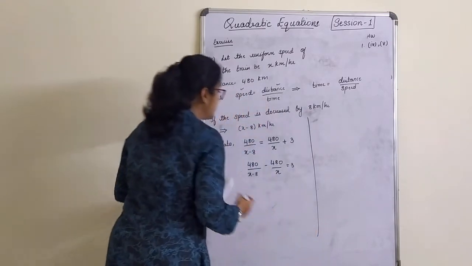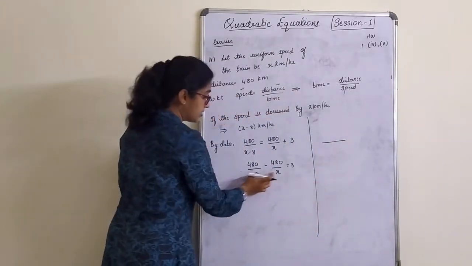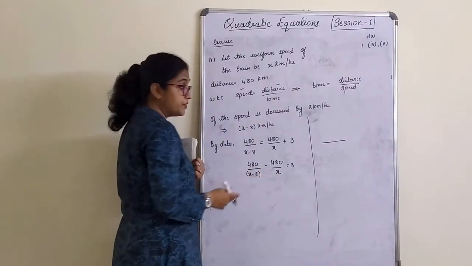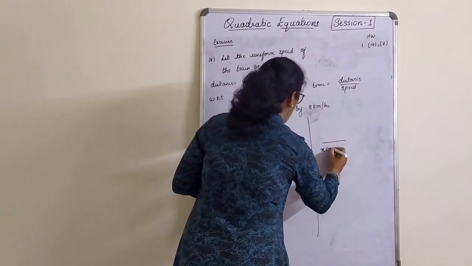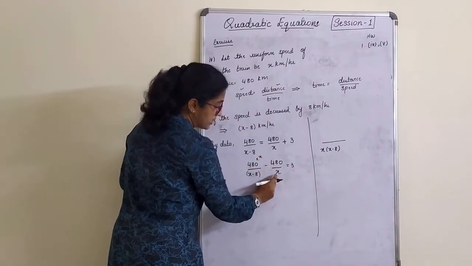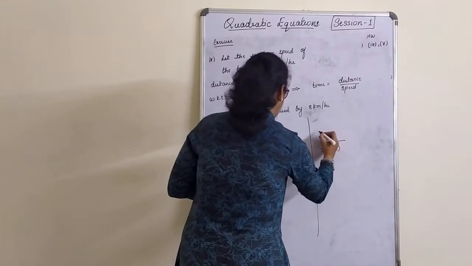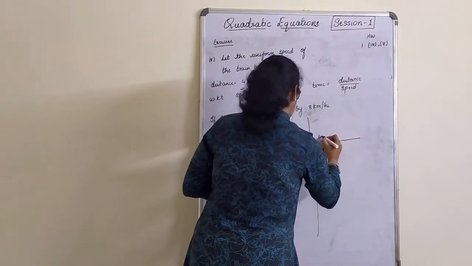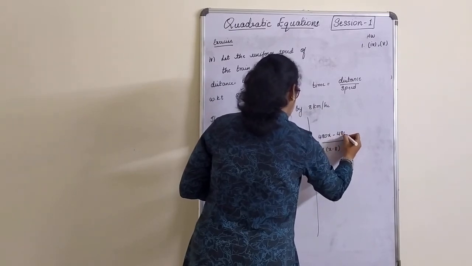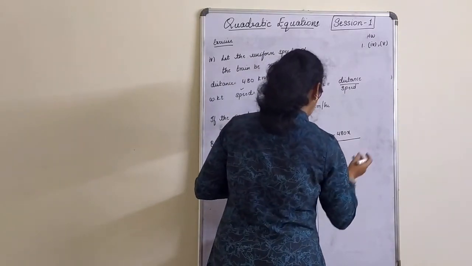I'll solve this side. So LCM would be, see, in this case, under such monomial binomial terms, LCM would be the product of these terms. So LCM is x into x minus 8. We have x minus 8, multiply this by x. We have x here, multiply this by x minus 8. Write it. 480x minus 480 x minus, it is plus.